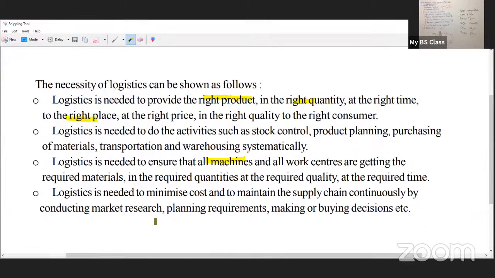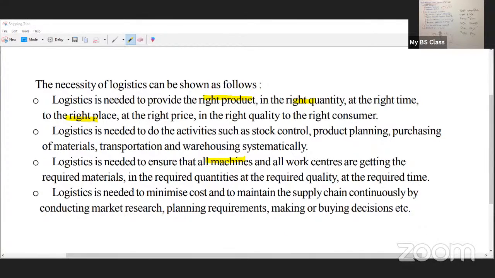The aim is to minimize the cost. You do the research, the planning requirements, and the buying decisions to minimize the cost. Suddenly, when you go for sudden purchases and instant purchases, you end up with huge cost, which will lead to less profits. So that is not going to work. So those are the necessities.